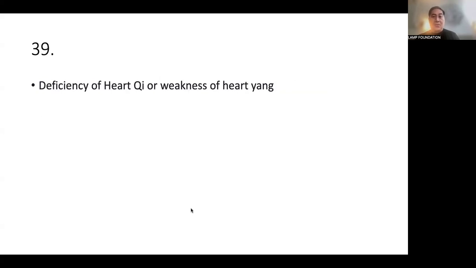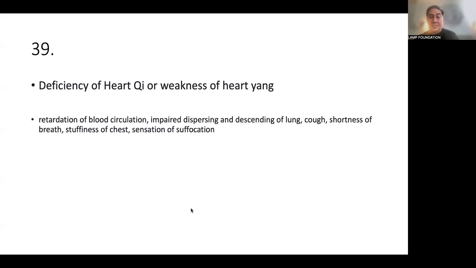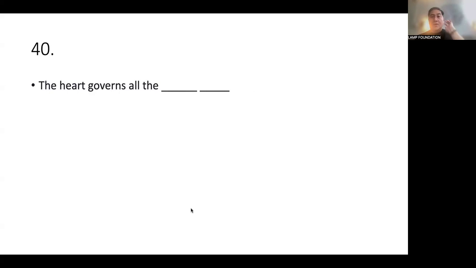Okay. What happens in heart chi deficiency or heart yang weakness? So there's retardation of blood circulation, or impaired dispersing and descending of lung. There's cough, shortness of breath, stuffiness of chest, and sensation of suffocation. The heart governs all the blank and blank. All the Zangfu organs. That's why everything is manifested on the tongue, diba? Yes. Heart chi equals blank of blank.